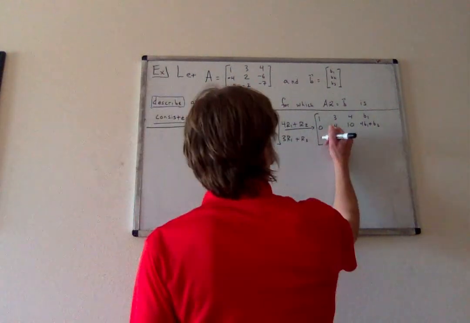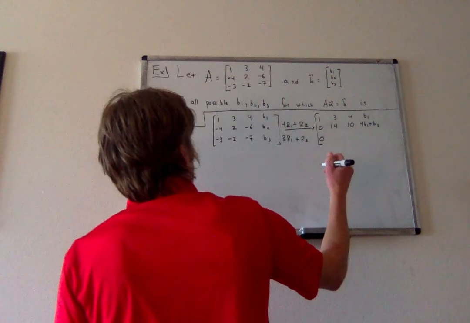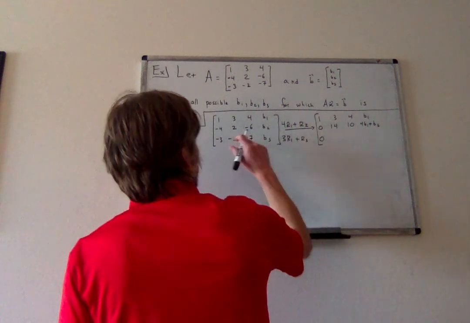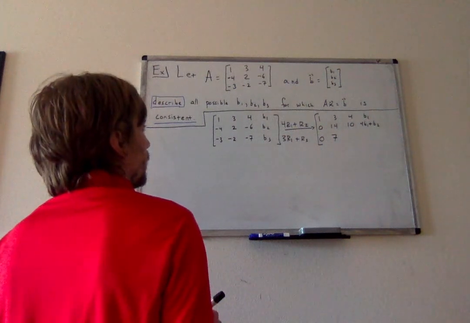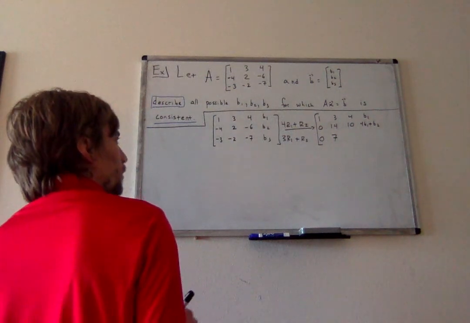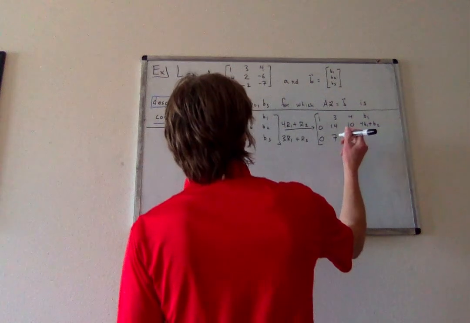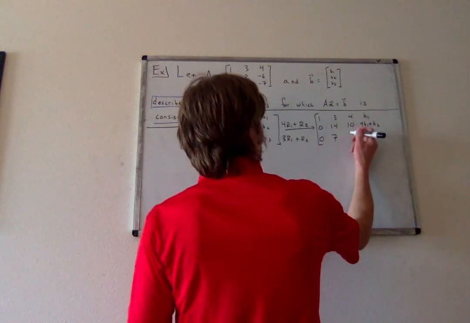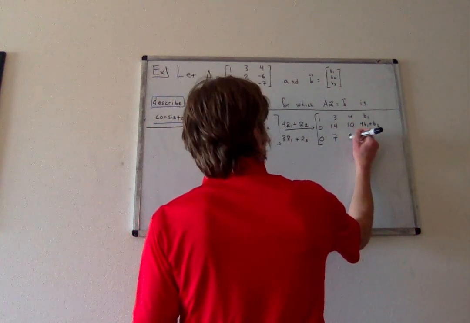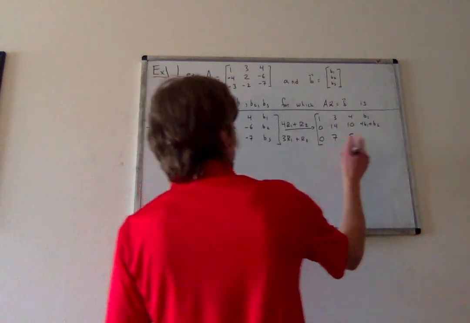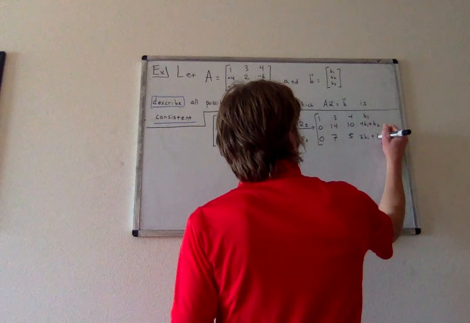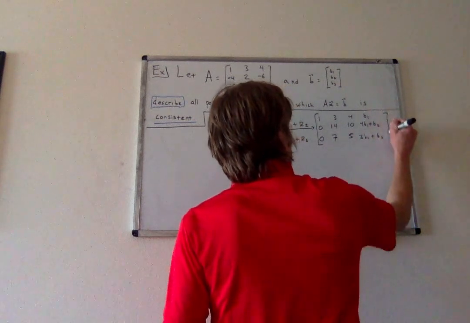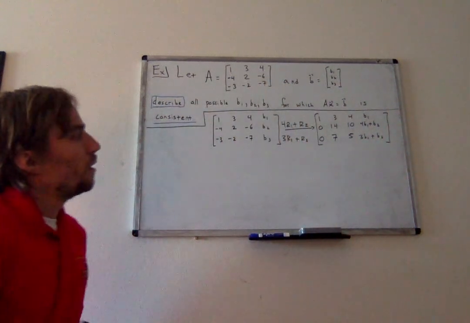Doing that, of course, I get a 0 in the first column. 3 times 3 is 9, minus 2 is 7. All right, 4 times 3 is 12. Minus 7 is 5. And then here I get 3b1 plus b3. All right.